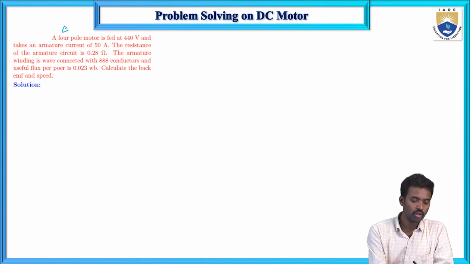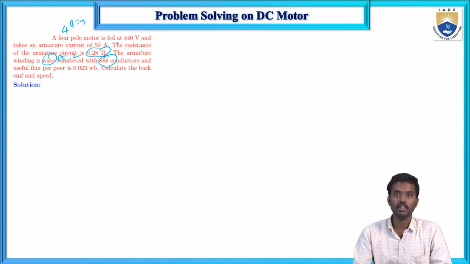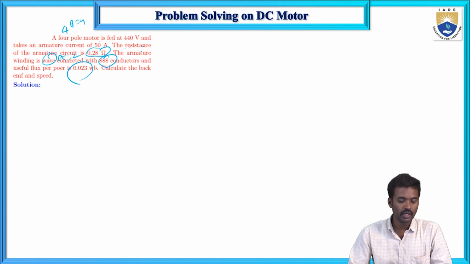A 4-pole motor, P equals 4, is fed at 440 volts and takes armature current 50 amperes. The resistance of the armature circuit is 0.8. The armature winding is wave connected, A equals 2, with 888 conductors, and useful flux is 0.023. Calculate the back EMF and speed. Same procedure.